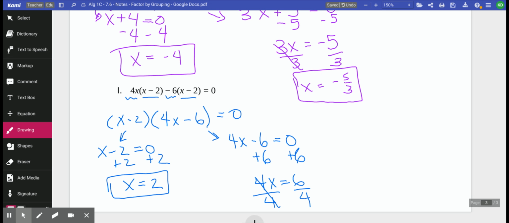Okay, we get x equals 6 over 4, but that one needs to simplify. So 6 over 4, we've been talking about common factors. 6 and 4 are both multiples of 2, so I'm going to cancel out the 2's. 6 divided by 2 is 3. 4 divided by 2 is 2. So we get 3 over 2 as our simplified answer. And that is your notes for today.